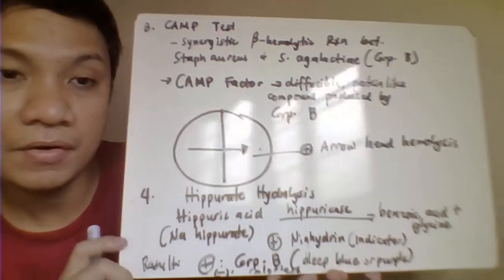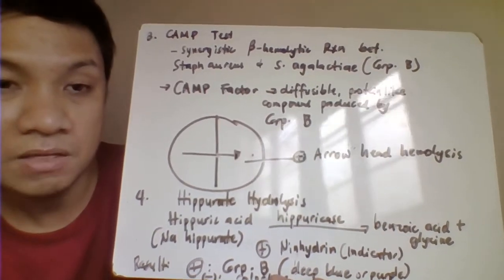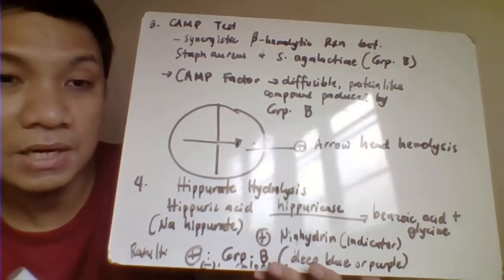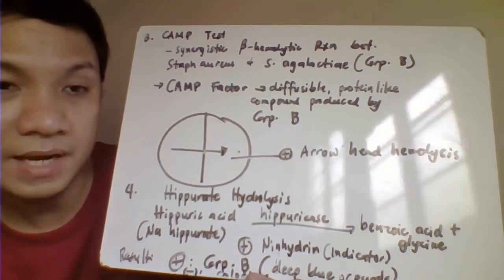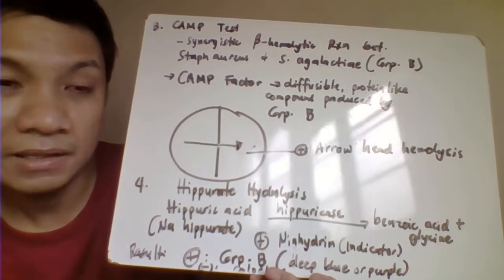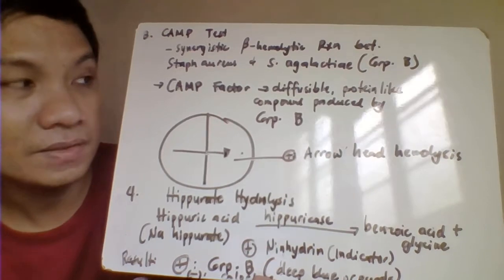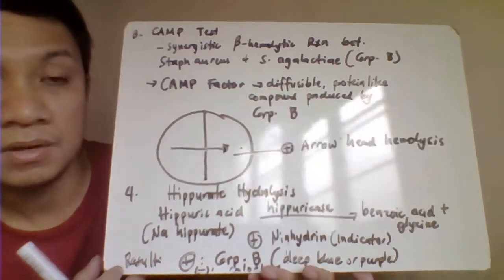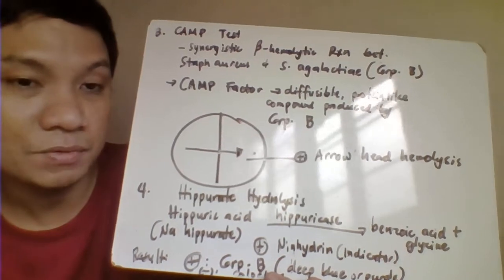Okay, the next one, we have the CAMP test, or Christie-Atkins-Munch-Petersen test. This would allow you to identify the synergistic activity or enhanced hemolytic activity of beta hemolytic strep, particularly group B, Strep agalactiae, in accordance with the beta toxin or beta lysin produced by Staph aureus. Your group B strep, Strep agalactiae, produces a CAMP factor. It's a diffusible protein-like compound that would enhance the hemolytic reaction produced by the beta toxin produced by Staph aureus.